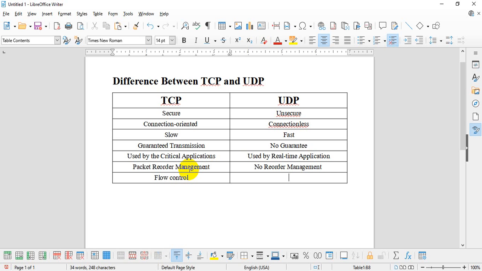Okay, but in UDP we do not have any flow control. Why does it not have flow control? Because it is connectionless, so it will not establish the three-way handshake connection between the sender and receiver. If it does not establish a connection, it will not receive the receiver's side information, such as how much data the receiver has the capacity to receive and how much data needs to be sent by the sender.